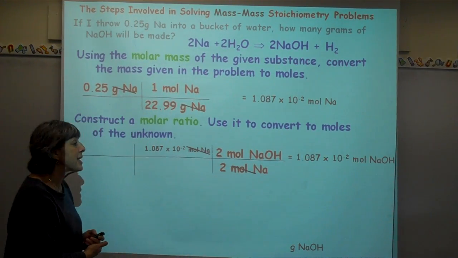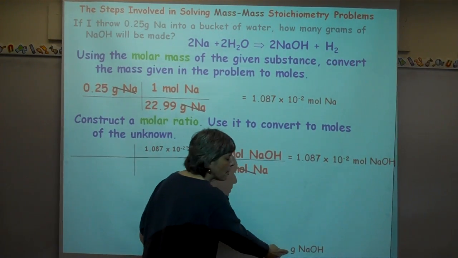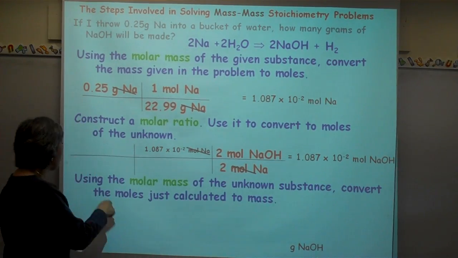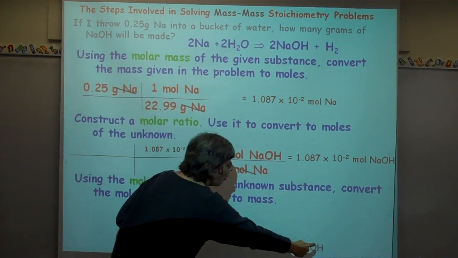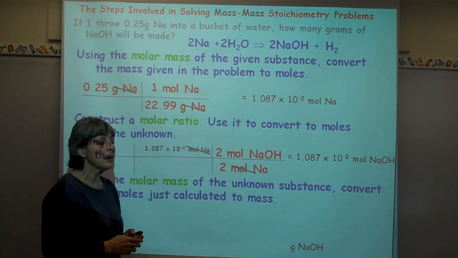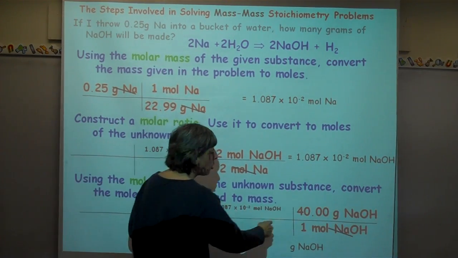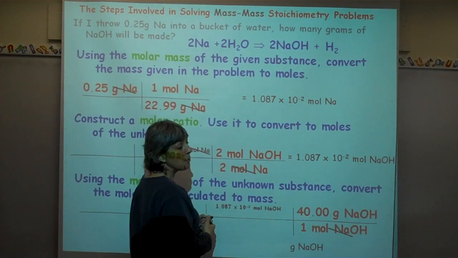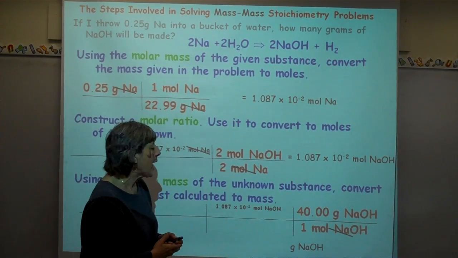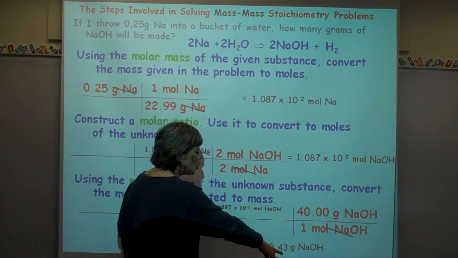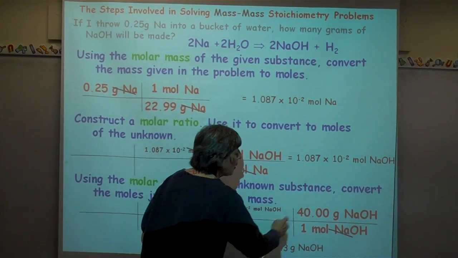And then the last thing that we're going to do is, because we're at moles of NaOH and we want to get to grams of NaOH, we have to use another molar mass. But this time, not of the given, we have to use the molar mass of the unknown to get grams. So now I have moles of NaOH, and I'm going to use the molar mass, which is 40 grams, adding sodium and oxygen and hydrogen molar masses. And when we cancel this out, you will get 0.43 grams of NaOH after you multiply this by this.